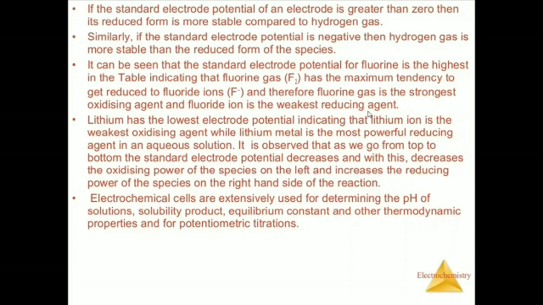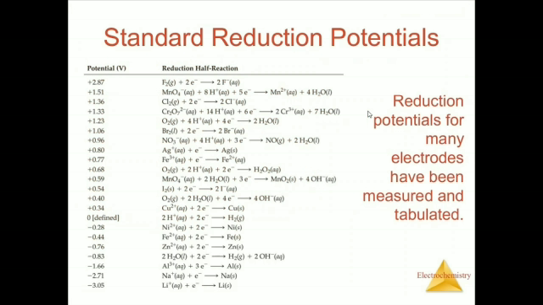It is observed that as we go from top to bottom, the standard electrode potential decreases, and with this decrease the oxidizing power of the species on the left decreases and the reducing power of the species on the right hand side of the reaction increases. Electrochemical cells are extensively used for determining the pH of solutions, solubility product, equilibrium constant and other thermodynamic properties, and for potentiometric titration. And students, this is the standard reduction potential of different elements and their ions.